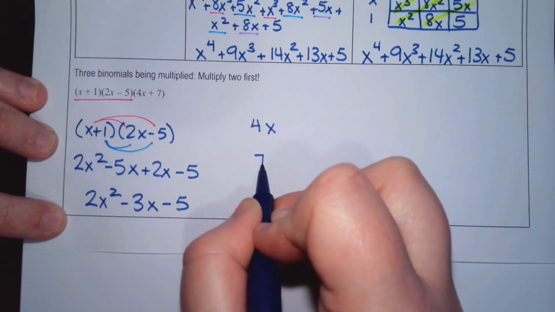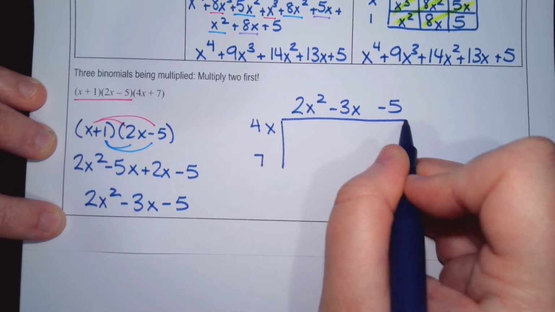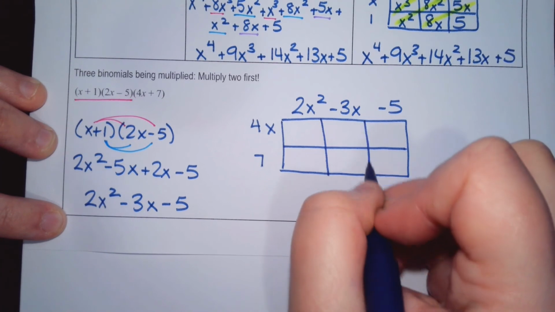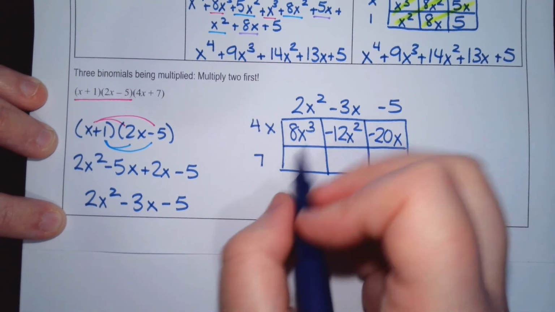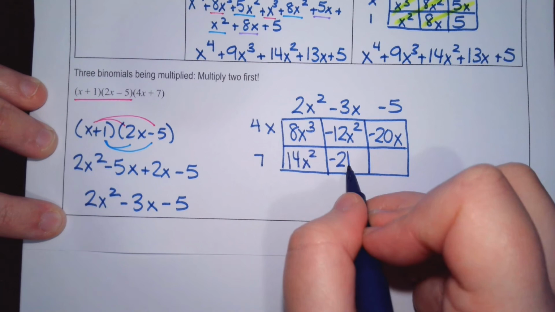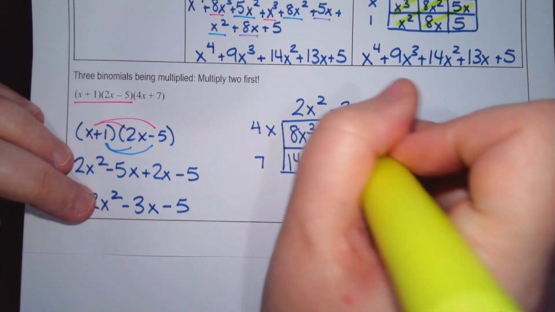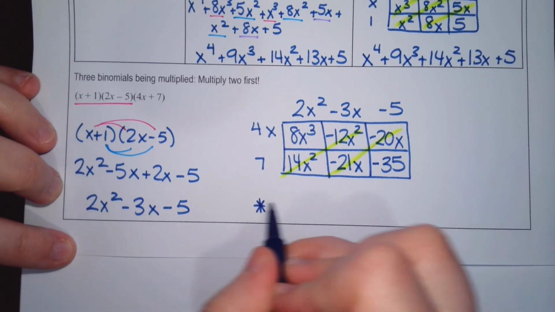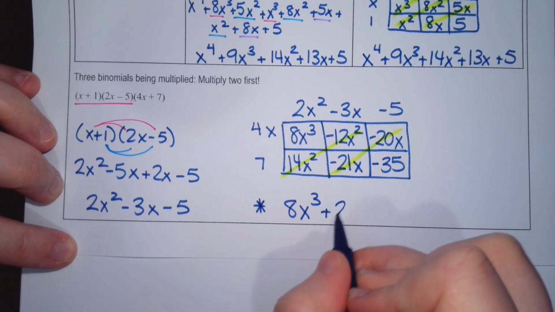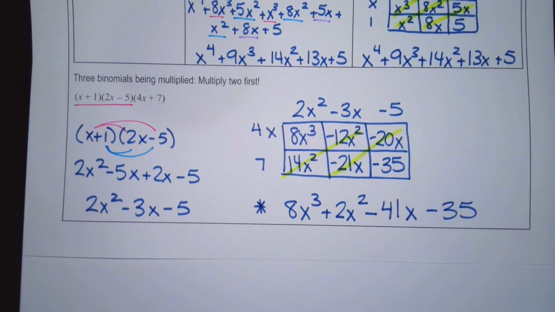So 4x and 7. 2x squared minus 3x minus 5. So we have 8x cubed minus 12x squared minus 20x. 14x squared minus 21x minus 35. Like terms are on the diagonals. And our final answer is 8x cubed plus 2x squared minus 41x minus 35. And there you have it, multiplying polynomials.